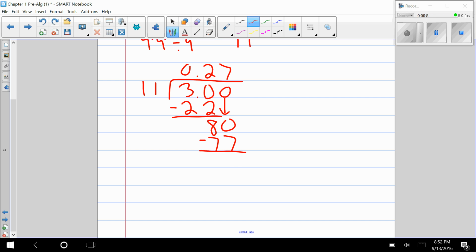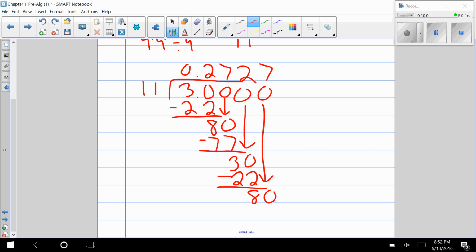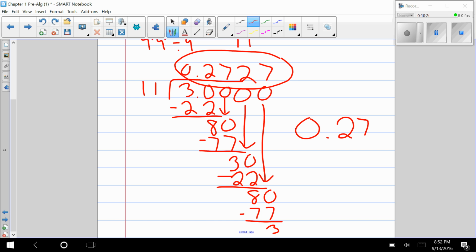Scroll down a little bit more, give myself some more space. All right, I have a remainder of 3. I'll add a 0, bring it down. That'll be a 2 again, 22. I subtract, I have 8 left over. Add my 0, bring it down. 77. At this point, hopefully you're noticing that it's going to keep repeating. 3, 8, 3, 8 left over on the bottom there. Which means the top here, our answer, is going to keep repeating 0.272727. My answer is 0.27, with both the 2 and the 7 repeating.